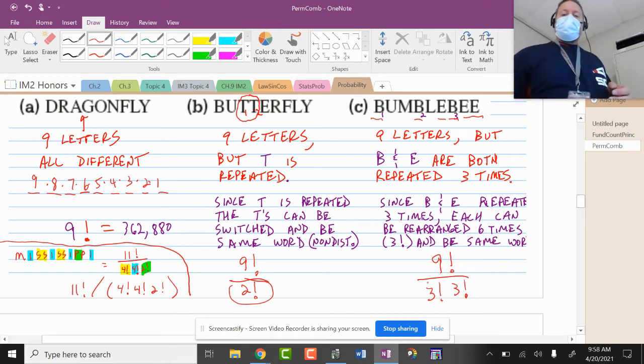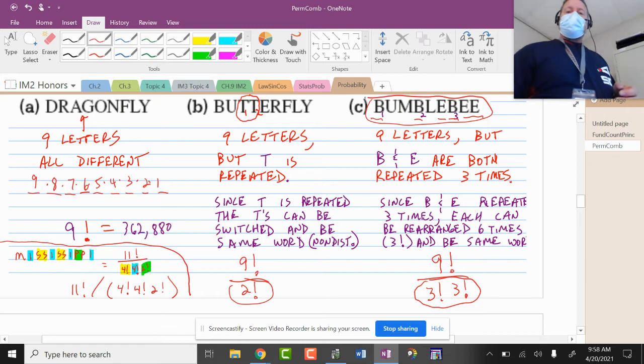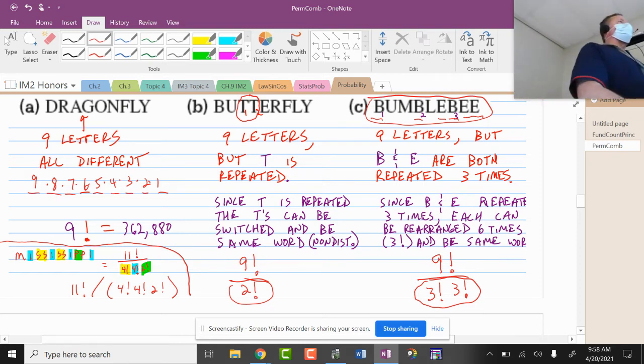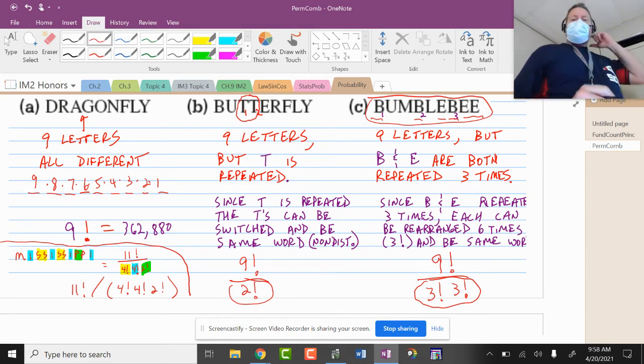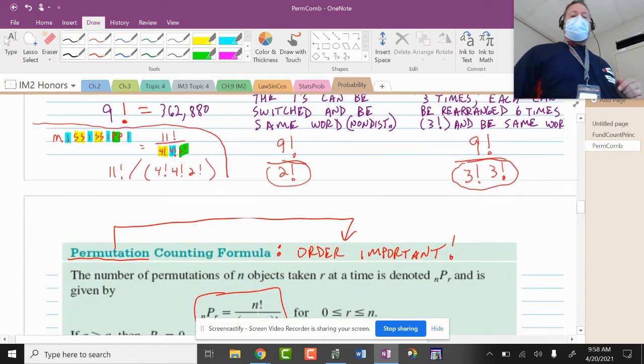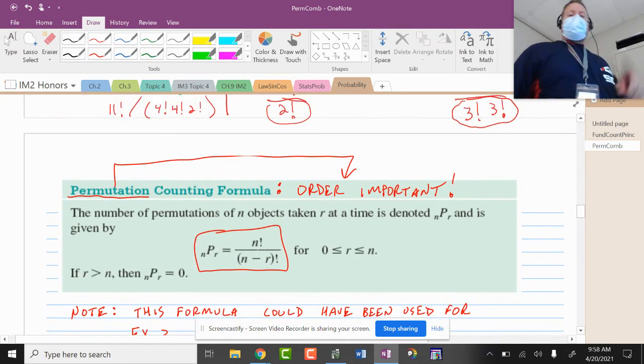By the way, 3 factorial is 6. 6 times 6 is 36. There are 36 different ways I can write just that one word, bumblebee, by the way that these letters can be rearranged. So that's why for every word, there are 36 different ways that it could be written and still be the same word. So that's why you have to divide by that, because it's not unique. All right, that has to do with combinations.